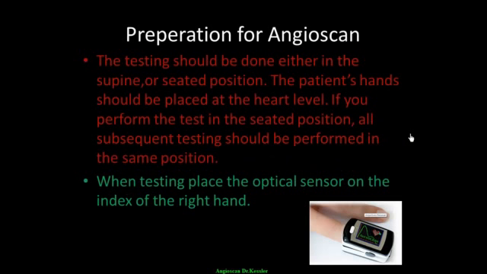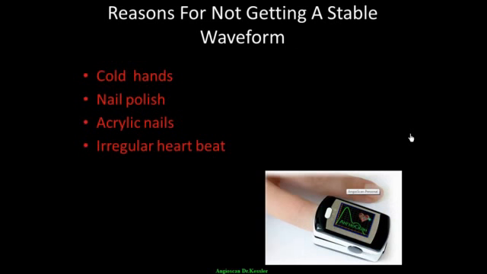The testing should be done either in the supine or seated position. The patient's hand should be placed at the heart level. If you perform the test in the seated position, all subsequent tests should be performed in the same position. Makes sense? When testing, place the optical sensor on the index finger of the right hand. There are several reasons why we sometimes don't get a good stable waveform: cold hands, nail polish, acrylic nails, irregular heartbeat. Those are some of the reasons.